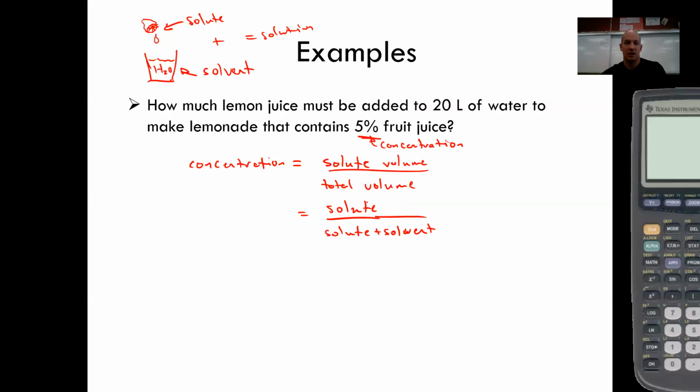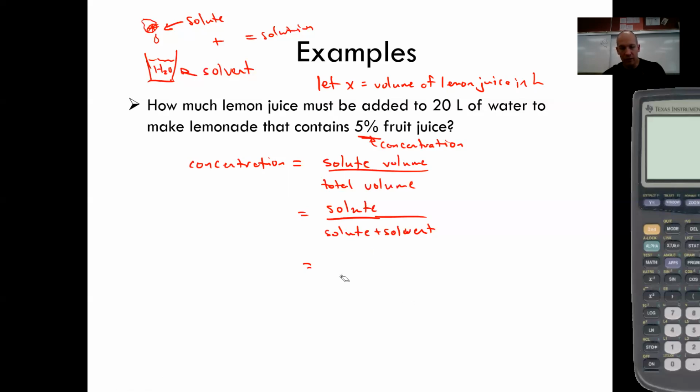It's the idea that when you're adding something to another thing, the concentration is how much of the stuff you added is there over the total amount of stuff. And if you add some lemon juice to some water, well, you're increasing the volume, right? So the total volume is the lemon juice plus the water. Let X equal the volume of lemon juice in liters. So the solute is X, that's the volume of lemon juice I put in there.